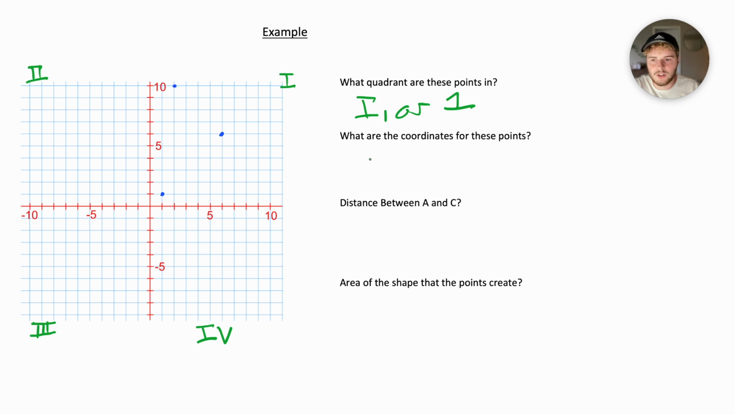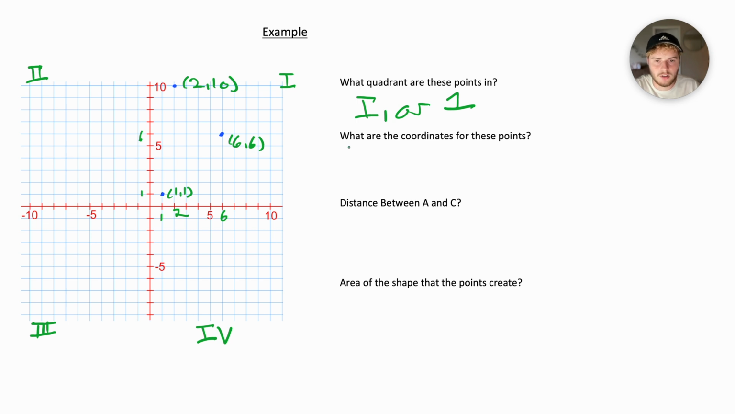What are the coordinates for these points? We'll do that individually for each one. We can see that the x is 1 here, 1 there. So we'll call this point right here 1, 1. We can see we go over 6, 1 more than 5. And then this one is also 6, 1 more than 5. So that point is 6, 6. We can see we got a 2 for x here, and 10's already labeled. So call that one 2, 10.